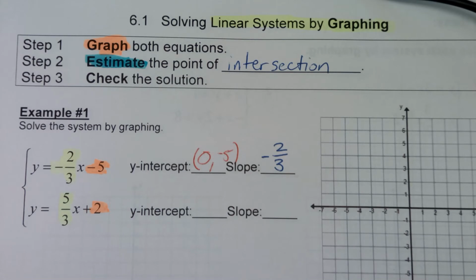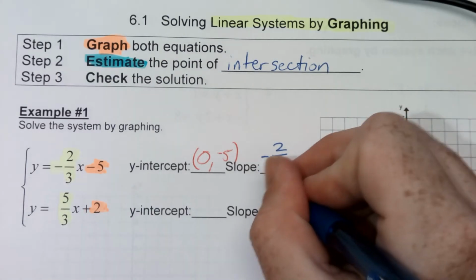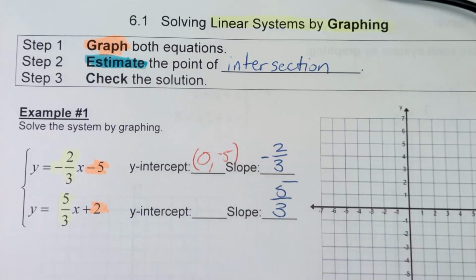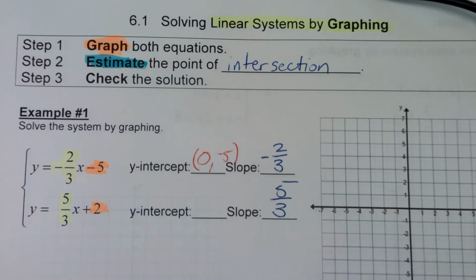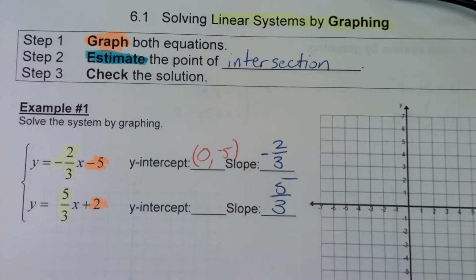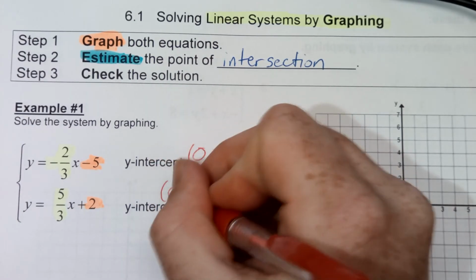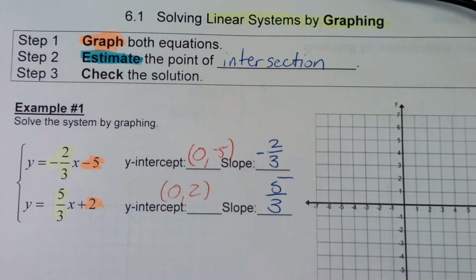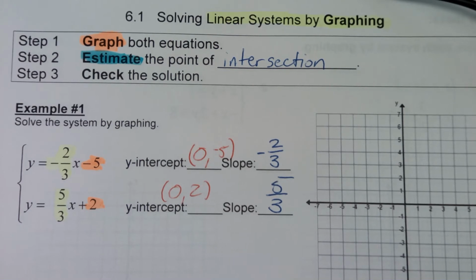Then down here, my slope is going to be 5/3. That's what my m is, and my m is always my slope. My slope is 5/3, and my y-intercept, or my b, is right there. So my actual point is going to be 0, comma, 2. Now that we have all the information we need to graph these, we're going to graph both of these lines, and we'll figure out where they intersect.